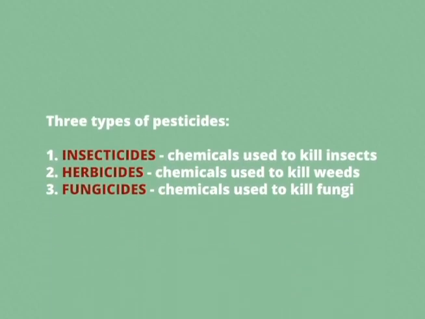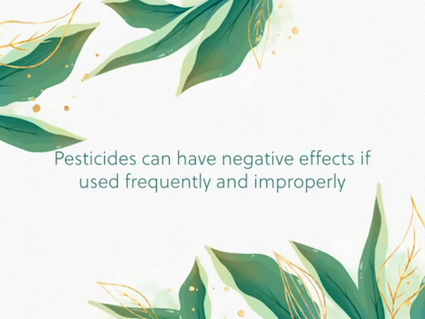There are three types of pesticides. Number 1, insecticides. These are chemicals used to kill insects. Number 2, herbicides. These are chemicals used to kill weeds. And number 3, fungicides. These are chemicals used to kill fungi. Even though pesticides protect the plants, it can have a negative effect if used frequently and improperly. Pesticides are basically chemical poison for pests.